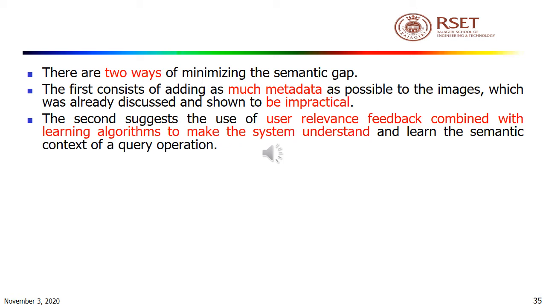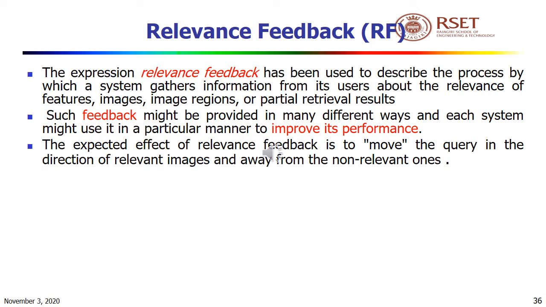So let's see what relevance feedback is in the coming slide. The expression "relevance feedback" has been used to describe the process by which a system gathers information from its users about the relevance of features, images, image regions, or a partial retrieval result. Such feedback might be provided in many different ways, and each system might use it in a particular manner to improve its performance. The expected effect of relevance feedback is to move the query in the direction of relevant images and away from the non-relevant ones.